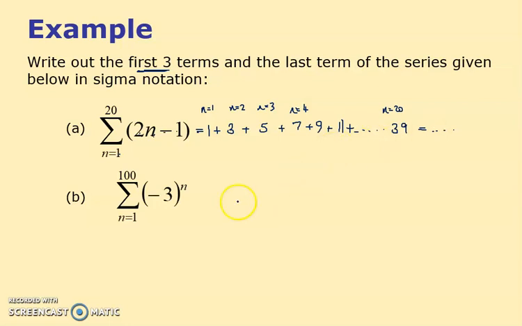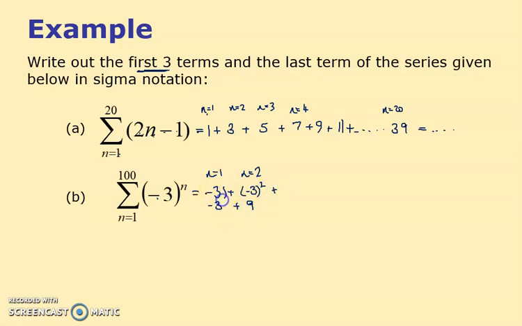Next one, what's this one? n equals 1, I'm going to do this the same way. n equals 1 gives me minus 3 to the 1. To the 1 doesn't change the number, that's minus 3. Plus n is 2. Now that's minus 3 squared. Notice on the calculator you type it in like this, but it equals 9.